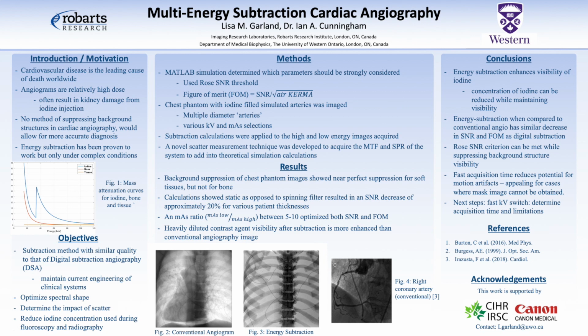To start, I want to find the optimal spectral shape for both the low and high energy acquisitions, then determine how much scatter may render this technique undiagnostic so that we can investigate ways of trying to keep the scatter within that threshold. As mentioned before, the contrast agent, usually iodine, can cause kidney damage, so we want to reduce the concentration of iodine used, as well as maintaining or even reducing the average dose administered in a conventional angiogram.